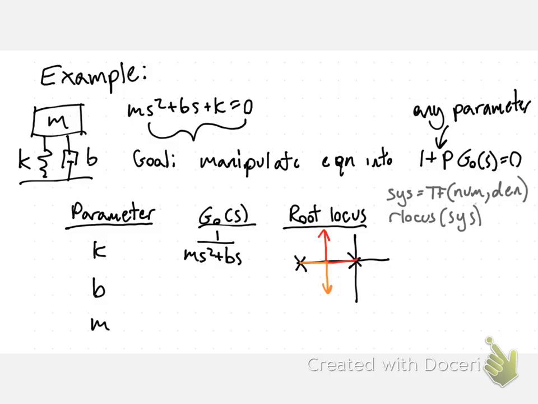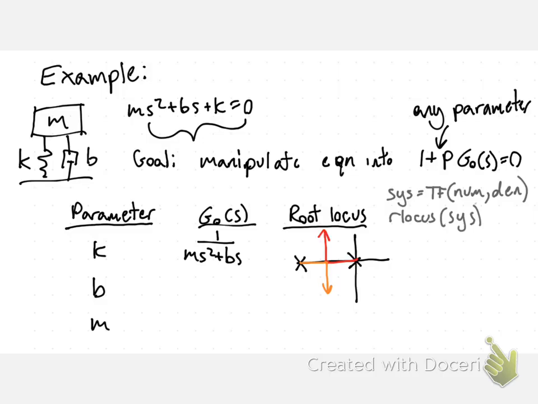Our time constant will not change, because our time constant is determined by b over m. Or m over b, because tau is related to 1 over, but it's manipulated by that b over m, so it's not affected by our k. So we can see that in our root locus.